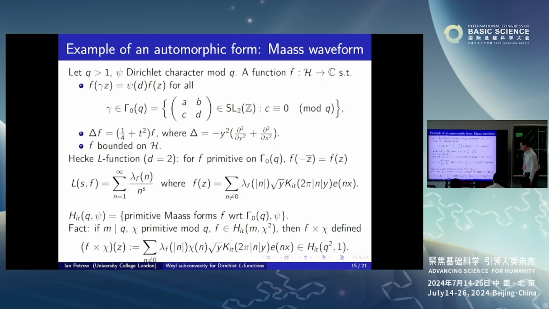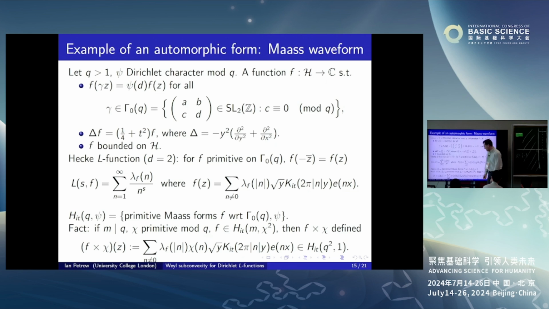There's an important fact about these that I need to mention to explain what comes on the next slide. I'll just write this H_ψ for the Maass forms on this group, Γ_0(q), with respect to the character ψ, that are somehow primitive in a way that they don't come from a smaller group.